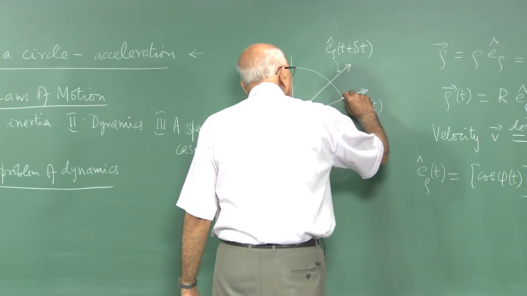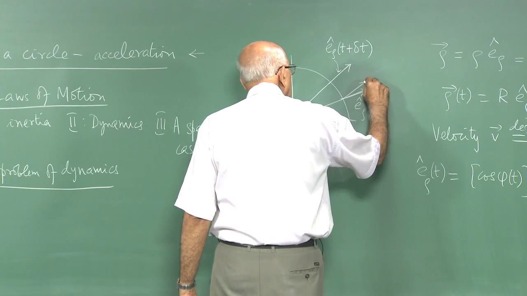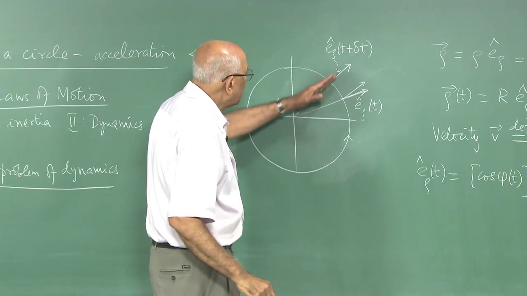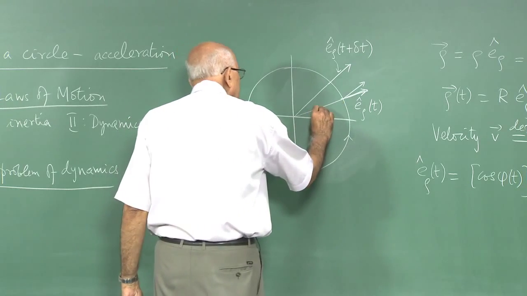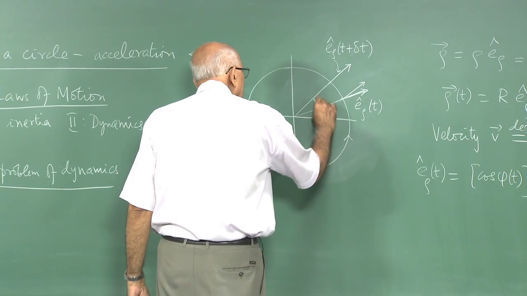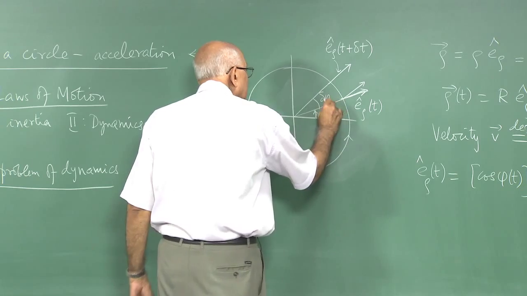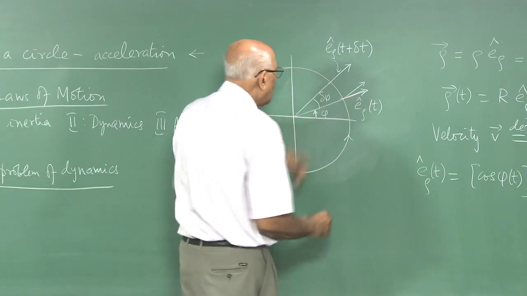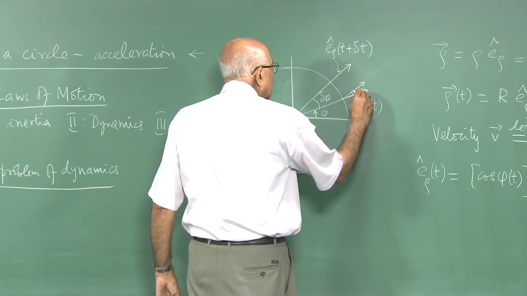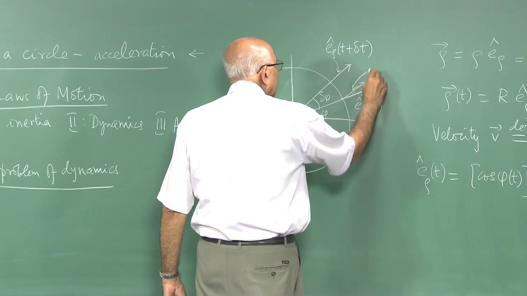And what we need to do to find the change in the vector is to translate this vector parallel to itself, make it parallel to its original and bring it to this point here, and since this angle is phi and that angle is delta phi, the incremental increase in phi, by the law of corresponding angles, this angle is also equal to delta phi.